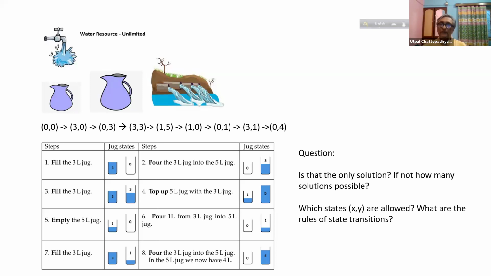Yes, sir. It clarifies the rule that when you fill, even from the infinite source, you fill completely. When you pour to the infinite sink, you pour it out completely. If you're pouring to the jugs, then you stop only if your originating jug is empty, or the receiving jug is full. Clear? Yes, sir.